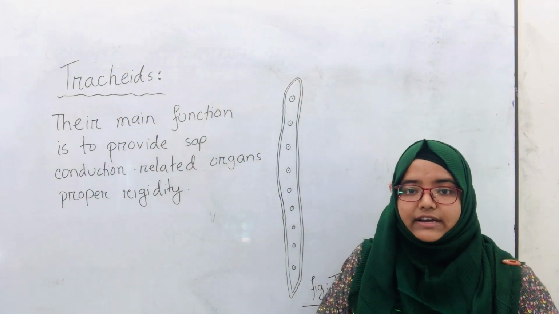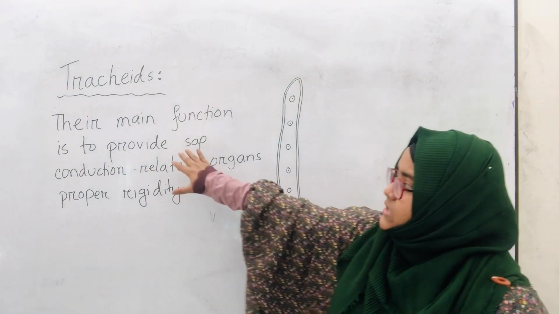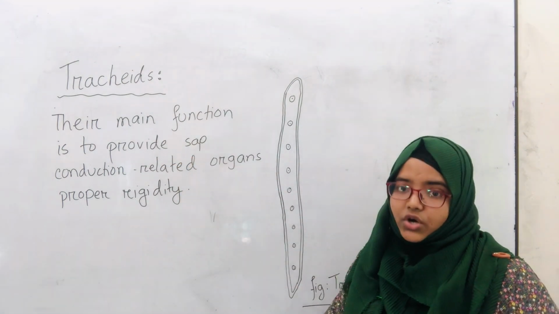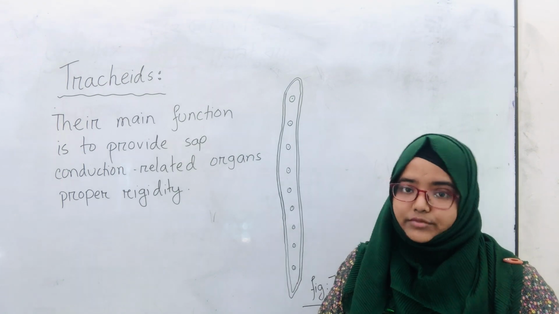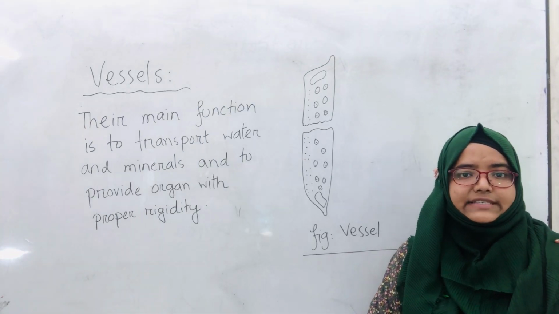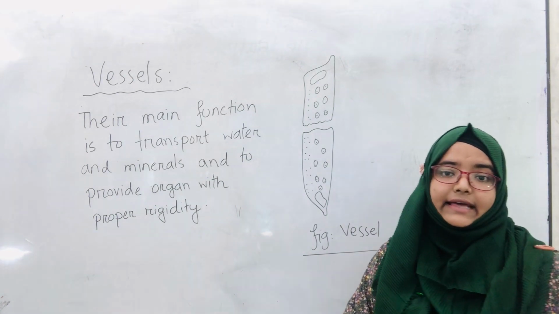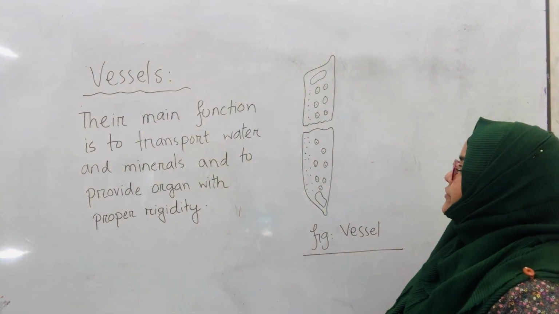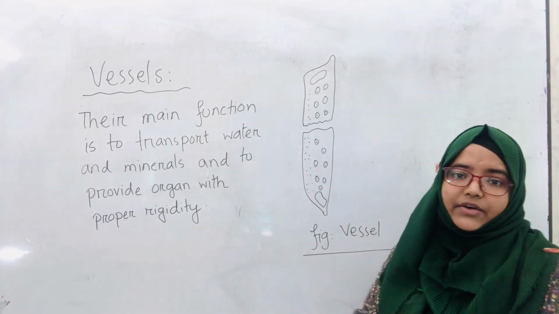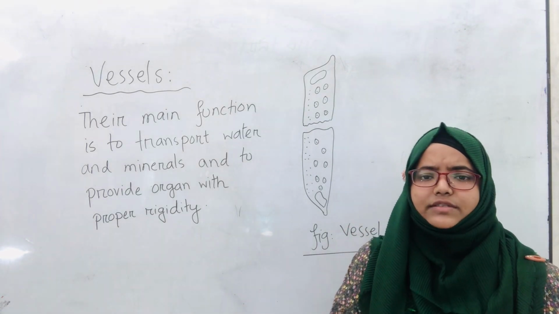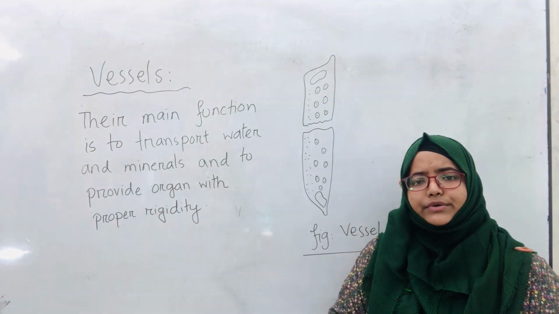The main function of tracheid is to provide rigidity to sap conduction related organs, and sometimes they also help to store food. Vessels are normally tubular in structure. They can be of different shapes also, elliptical, spiral and pitted. And if you see the figure, vessels are short and spiral in structure, so tubular.